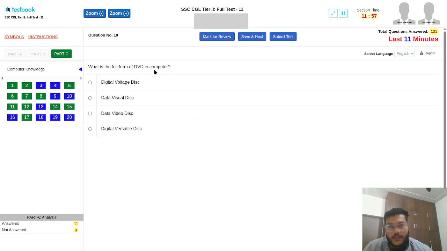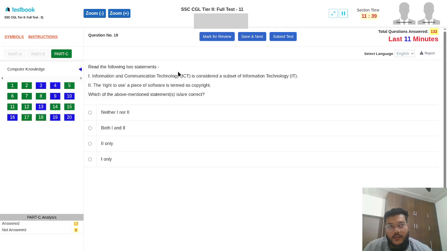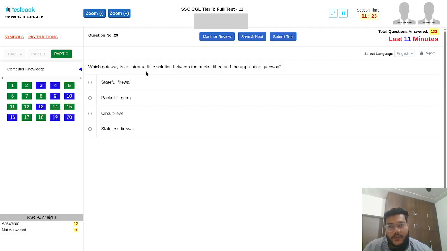What is the full form of DVD? Digital voltage disc, digital versatile disc, digital video disc, data visual disc, compact disc. Where the following information is considered a subset of IT. Information technology. The right to use copyright. Which gateway is the intermediate solution between the packet filter and application gateway?